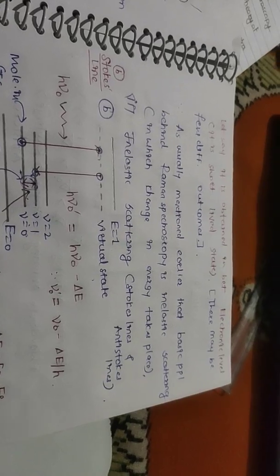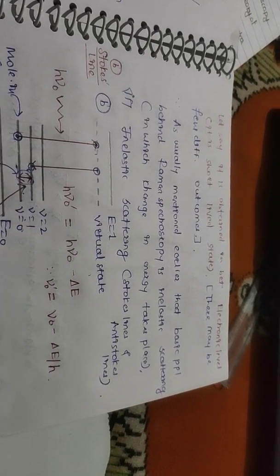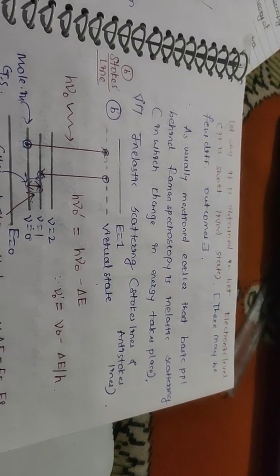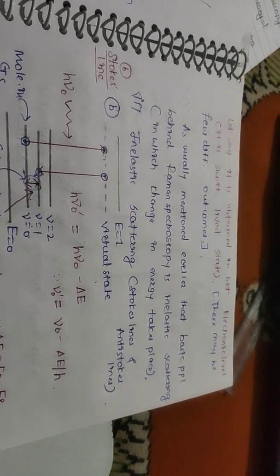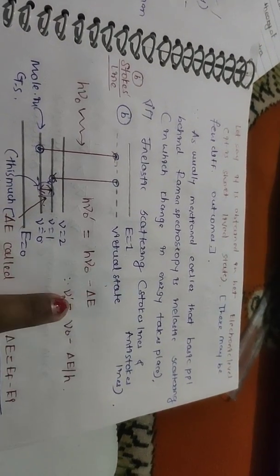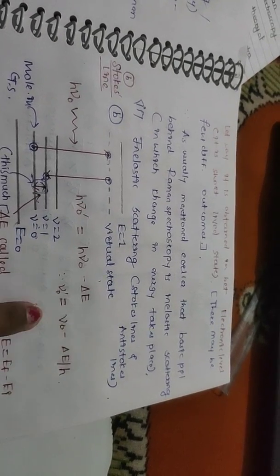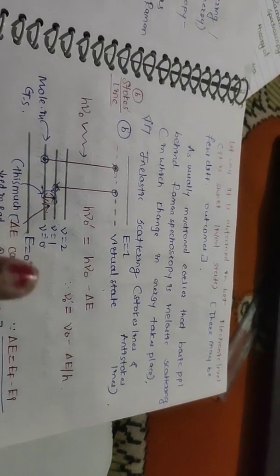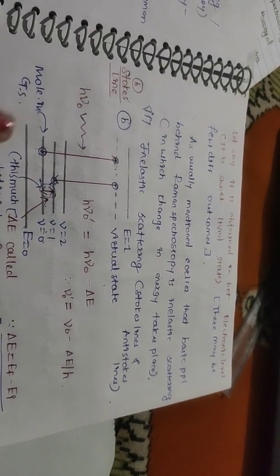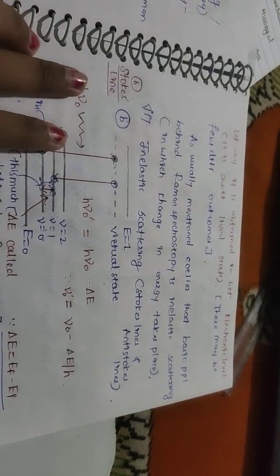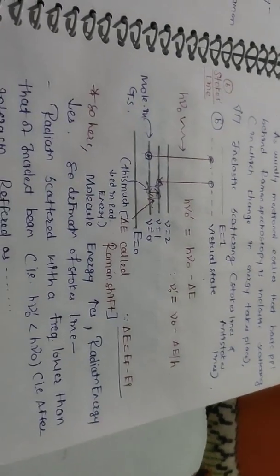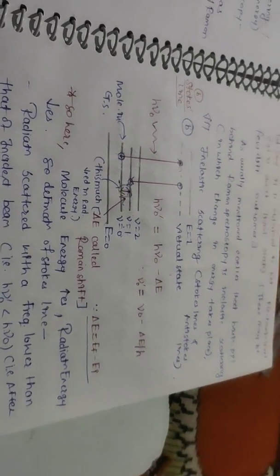So frequency also decreases, according to your fundamental equation E is equal to h nu, that E is proportional to nu. So we can say as energy decreases, the frequency of the scattered photon also decreases. So when this decrease is observed, this is called your Stokes line. Okay, this is all about the Stokes line.